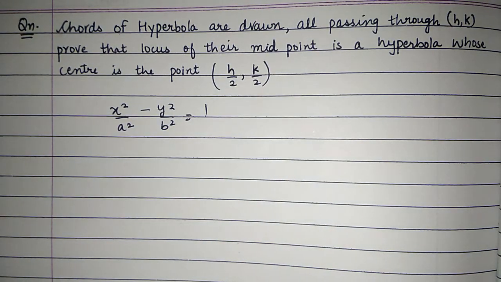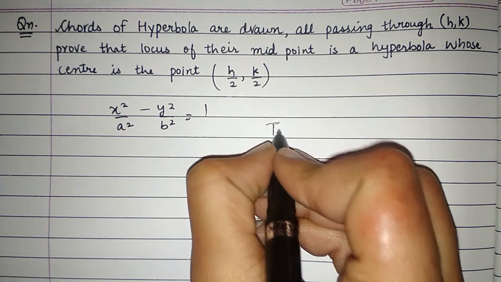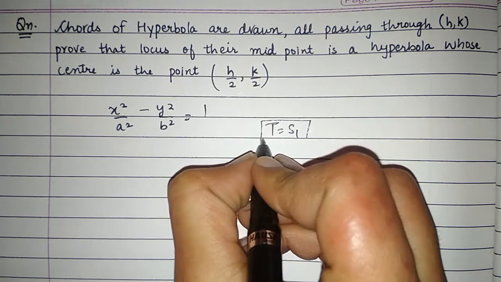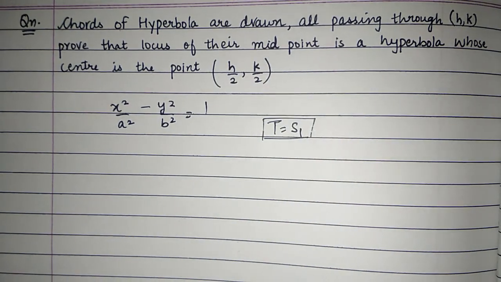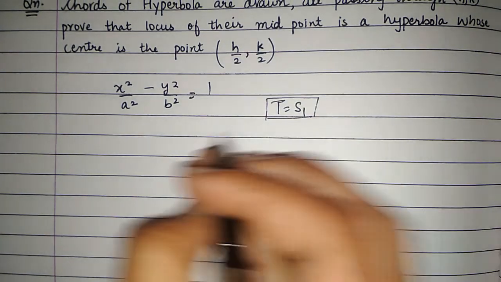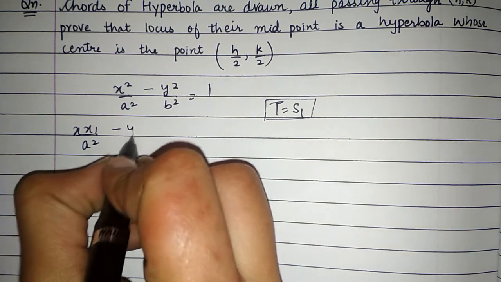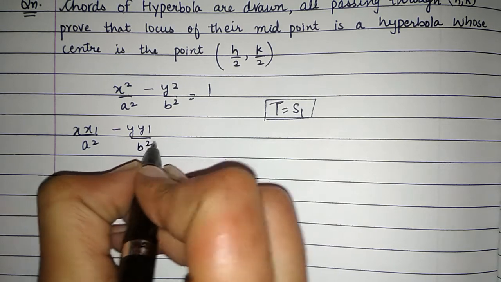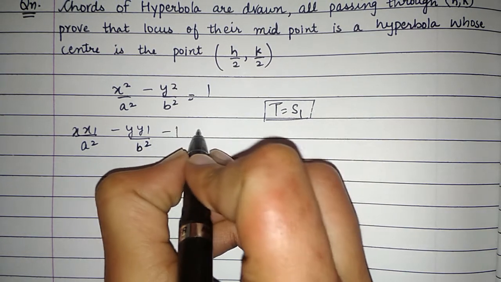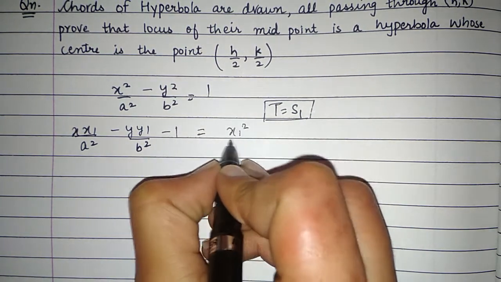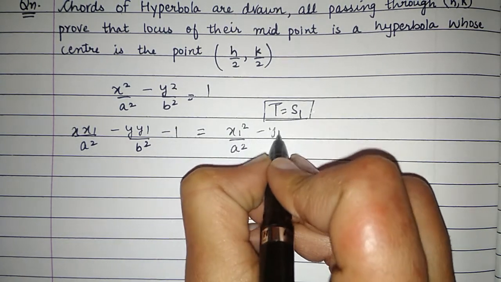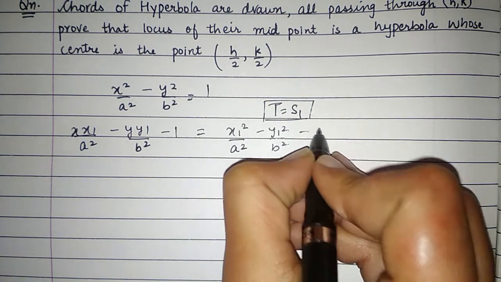Now we have to write the equation of the chord whose middle point is given, which, as we know, is T equals S1. So now writing this equation, we have x x1 over a square minus y y1 over b square minus 1 equals x1 square over a square minus y1 square over b square minus 1.